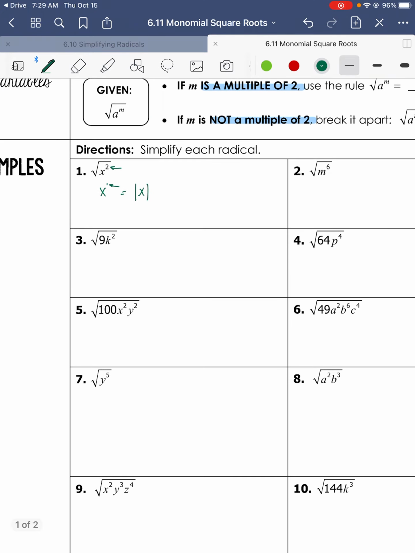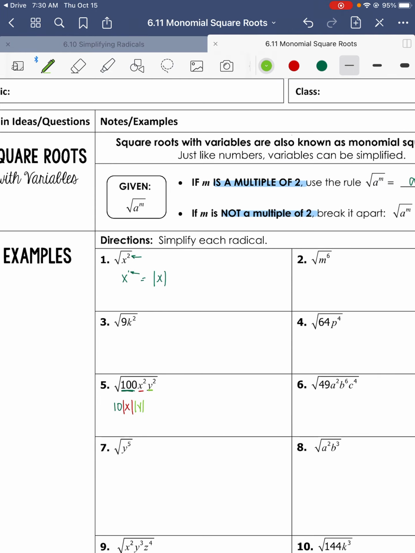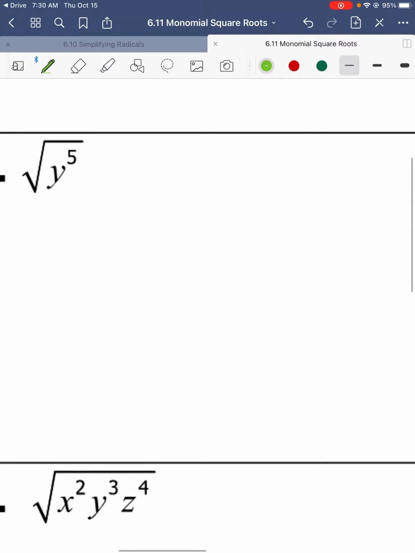These are all even. Let's just do one with multiple here. So we have 100, and we have x squared and y squared. So like I said yesterday, we're going to look at the coefficient separately from one variable, separately from another variable, okay? And we're just going to look at each of these individually. So if we take the square root of 100, this actually just becomes 10, so there's nothing left under the radical here. If we take the square root of x squared, we get the absolute value of x, and then if we take the square root of y squared, we take the absolute value of y here. Okay? So these ones are pretty straightforward.